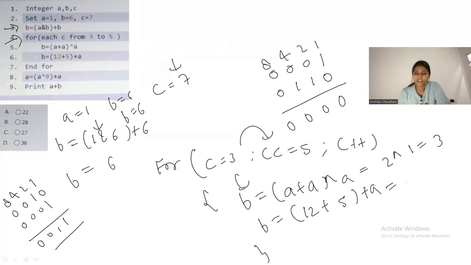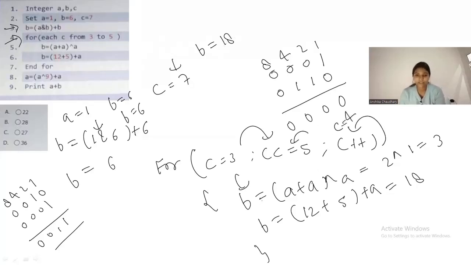Again we will update the value of v. So it will become 12 and 5, 17 plus a. So the a value was 1 only. So it will become 18. So I am writing here that the last updated value of v was 18. Right? And now the c value will be incremented. So c will become 4. 4 is less than or equal to 5. So the condition is true.